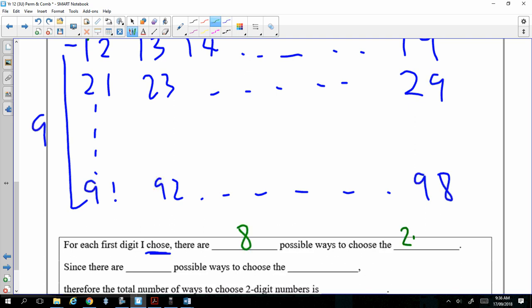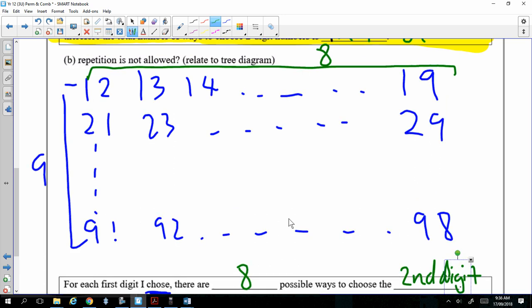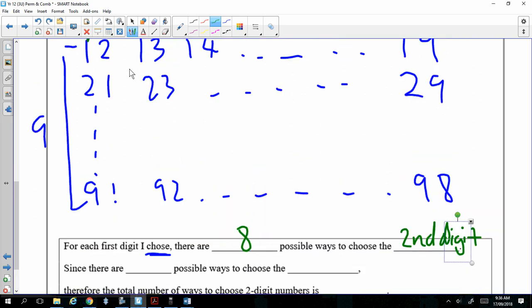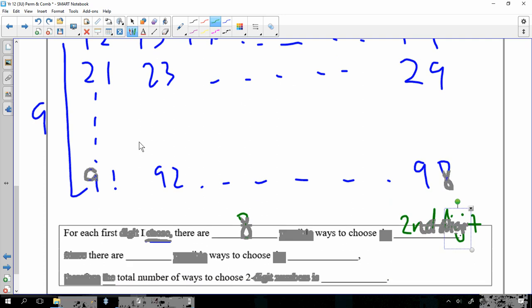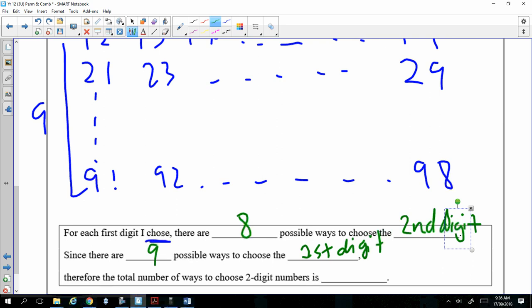Because it doesn't matter whether I choose 1 or 2 or 9, there's always 8 choices, because you have 1 choice left. You can't choose the digit again. But since there are 9 choices to choose the first digit, the total number of ways will be 9 times 8, which is 72 ways.